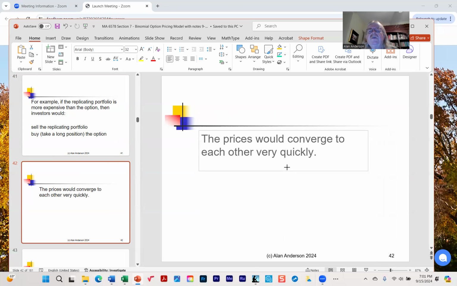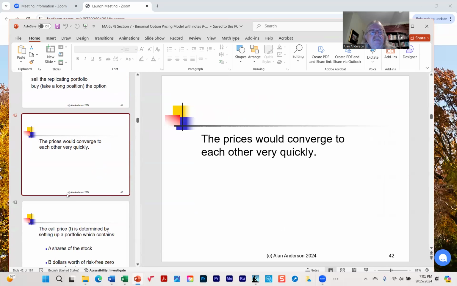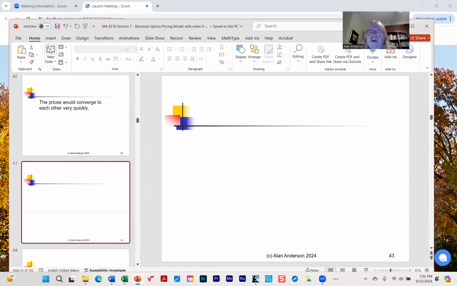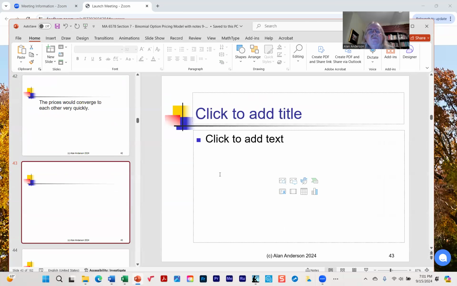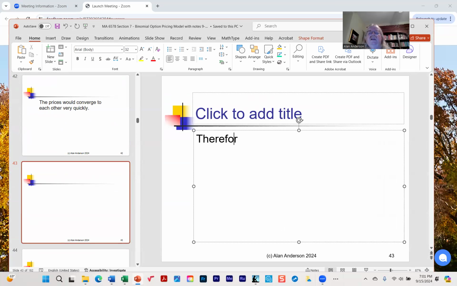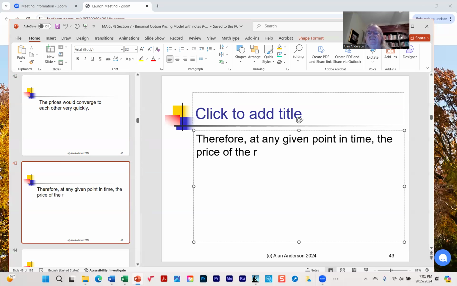So what this indicates then is that for all practical purposes, you can count on the price at any given point in time of the replicating portfolio and the price of the option to be the same. Okay, now they're identical.